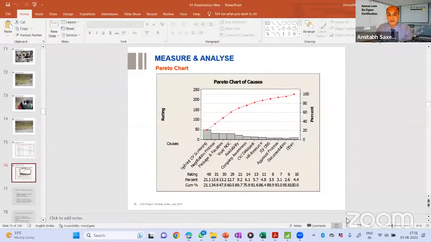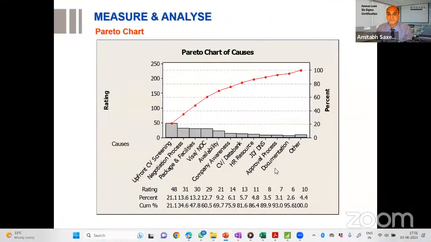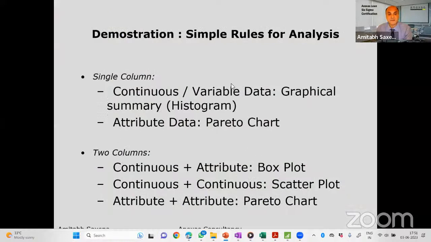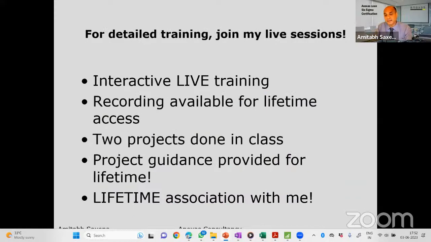Okay, great. Now let us take it further. Now, when I have completed my analysis, this is the summary of your simple rules of analysis. Single column, if I am using, I'll use a histogram for variable data. And for attribute data, I'll use a Pareto chart or pie chart or a bar chart. And then continuous data and attribute data, you have box plot. Continuous and continuous data, scatter plot, and attribute data, Pareto chart. Right? So we conduct the training.